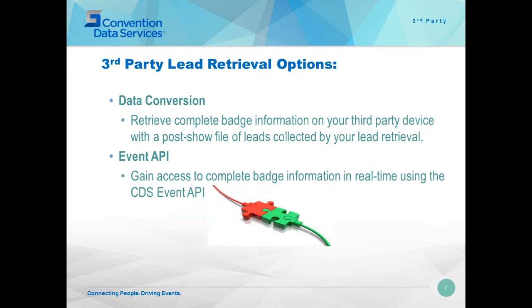For those of you that have your own lead retrieval options, maybe you purchased software or some type of scanning device, we can work with you. Or maybe you have something from a third party that you typically work with. The QR codes have limited data, and in the QR code, it's event ID, badge ID number, first name, last name, and company name. All the rest of the contact and demographic information is up on the registration server.